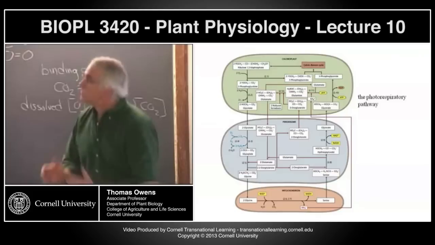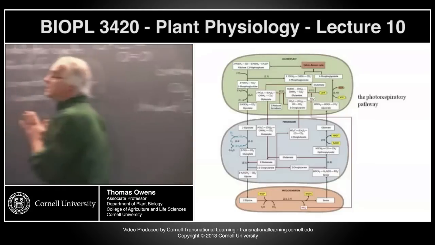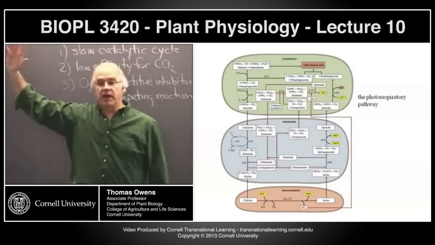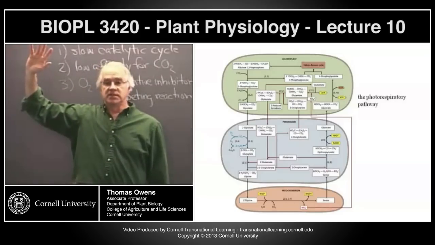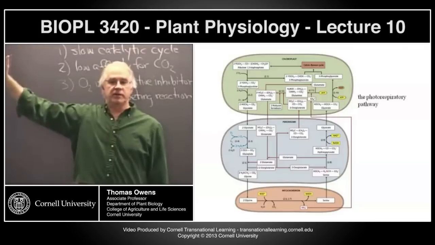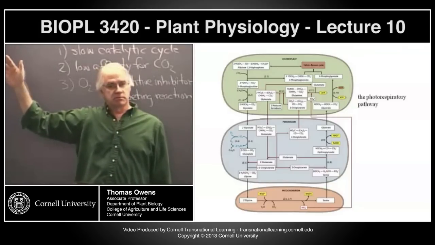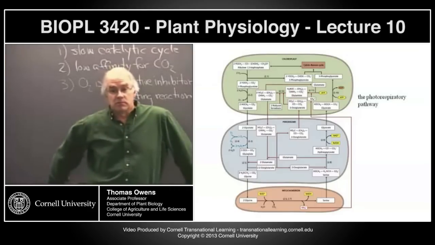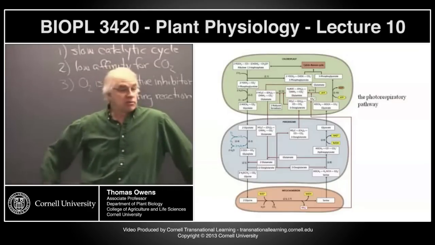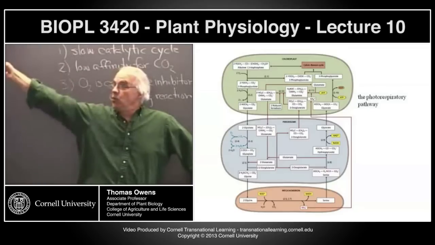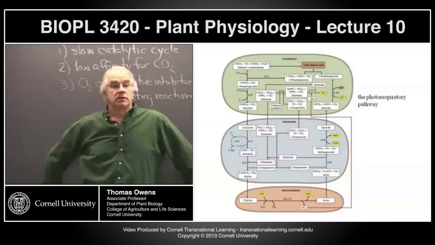So, we can ask the question, is this pathway a net benefit or a net cost to photosynthetic organisms, to plants? Is it a net benefit or a net cost? Well, let's add up some of the things, or at least list some of the things. In what way is photorespiration beneficial?